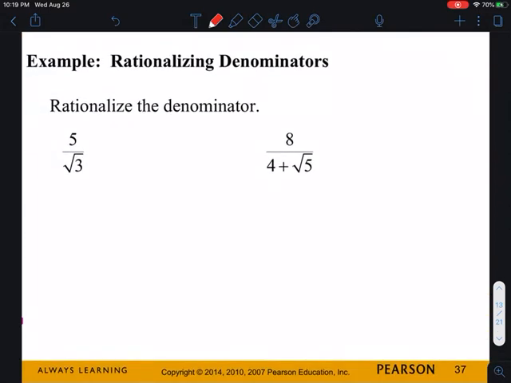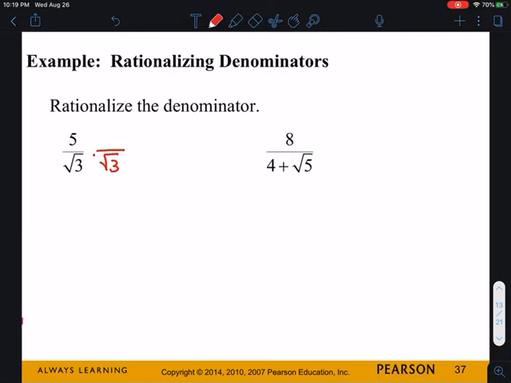So what does that mean? If I have a 5 divided by a square root of 3, we can't have a square root of 3 in the denominator, so we need to multiply it by something that's going to get that number out of the square root. Well, if I have a square root of 3 and I multiply by a square root of 3 on the bottom, a root 3 times a root 3 would be a root 9, and the square root of 9 is going to give us a regular integer 3.